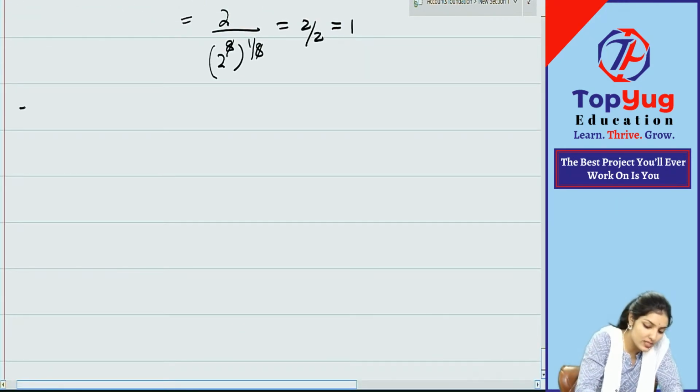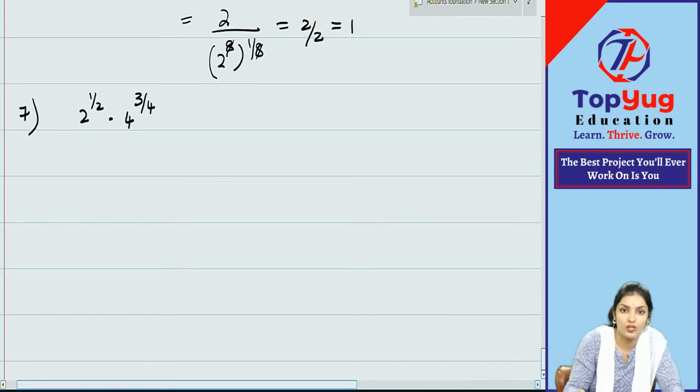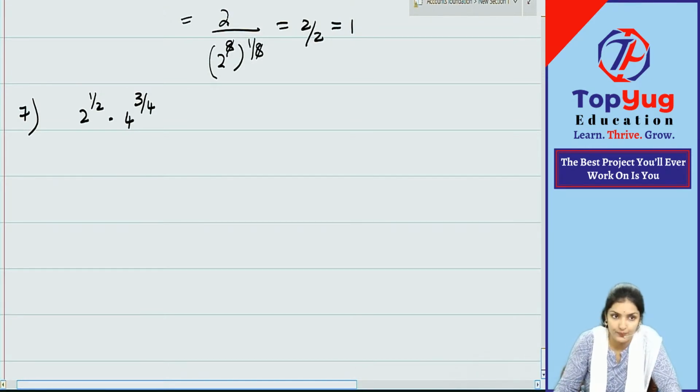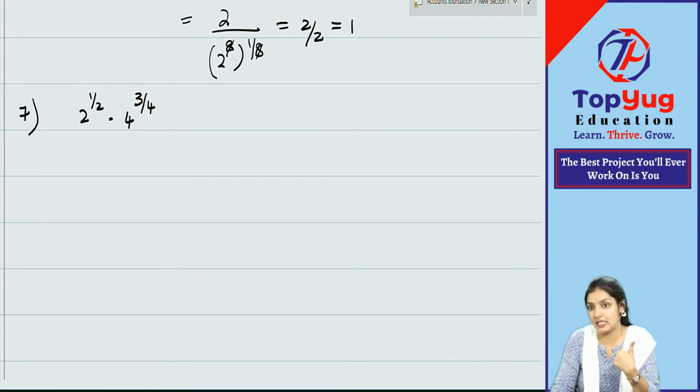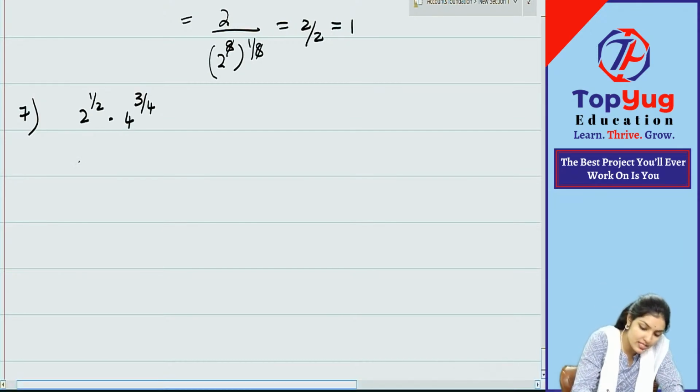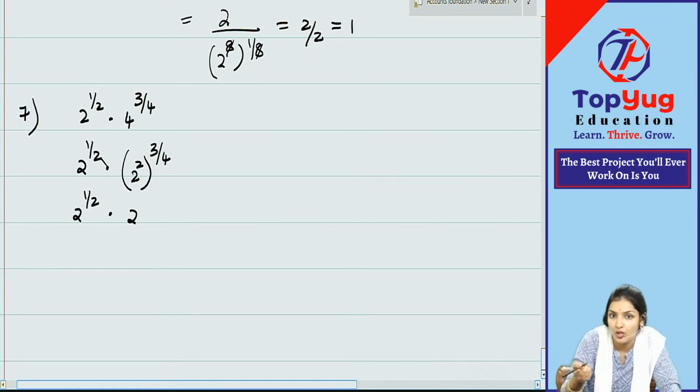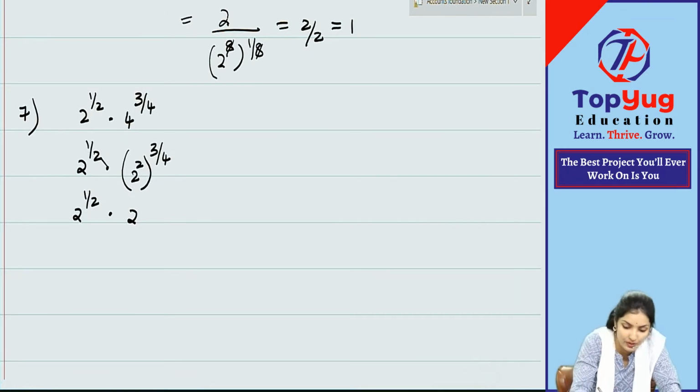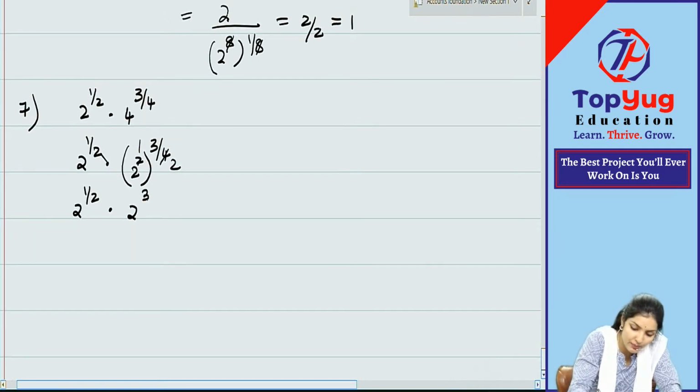Very nice. Chalo, now 7th one. 2 to the power 1 by 2 into 4 to the power 3 by 4. So 4 ko what I can write? 2 square. See, what I have to do is I need to have the same bases. Then only I can add or subtract. A to the power m into a to the power n is equal to a to the power m plus n. So this is 1 by 2 as it is. Here I can write 2 to the power 2 to the power 3 by 4. So basically I can simplify. 2 ones are 2, 2 twos are 4. So this will be 3 by 2.